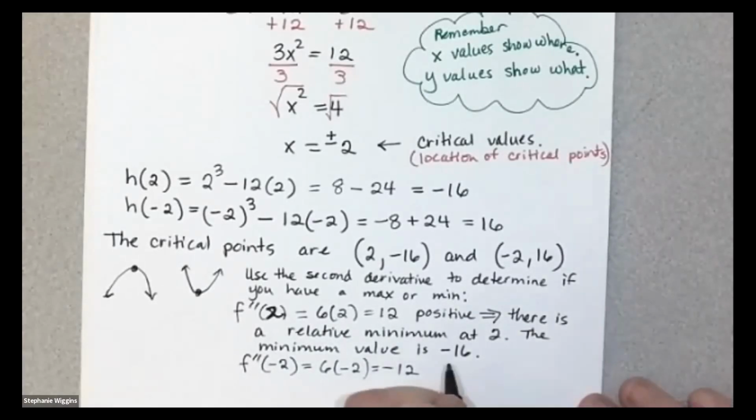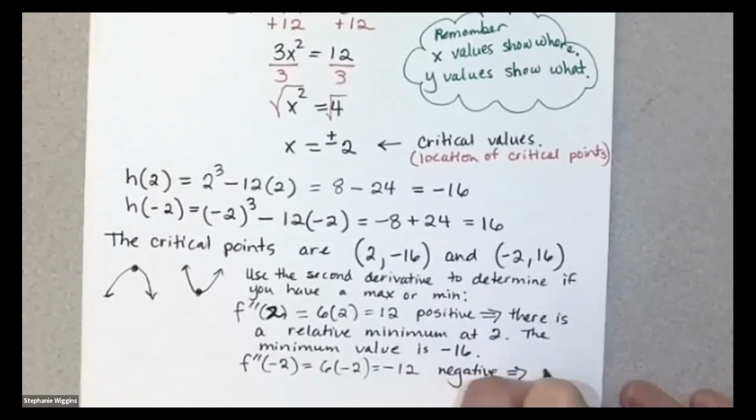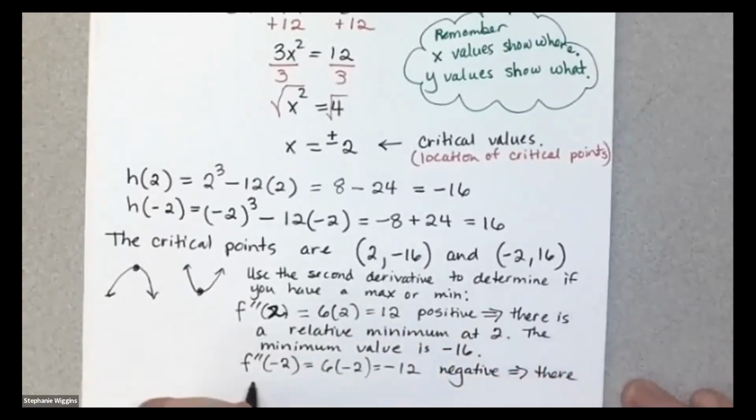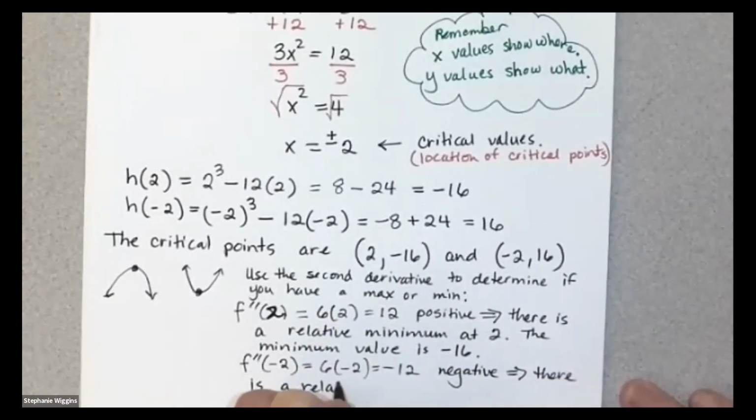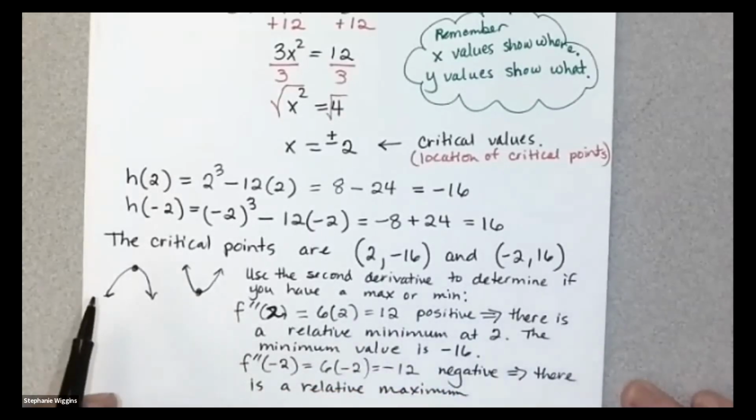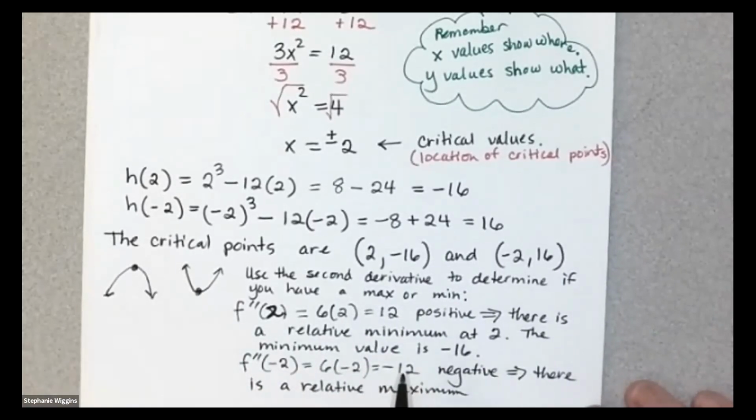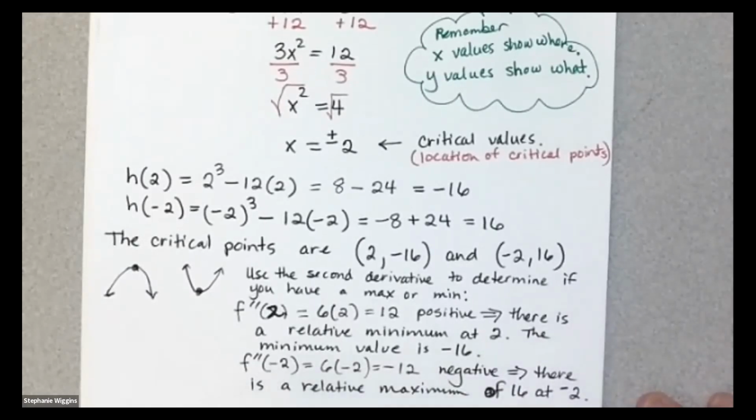See here, it's negative. So negative implies there is a relative maximum, right? Because when you get the second derivative being negative, your curve is concave down at that point, and so you're going to have a maximum. Oops, I meant to say of 16 at, where are we, -2? Yeah, we're plugging in -2.